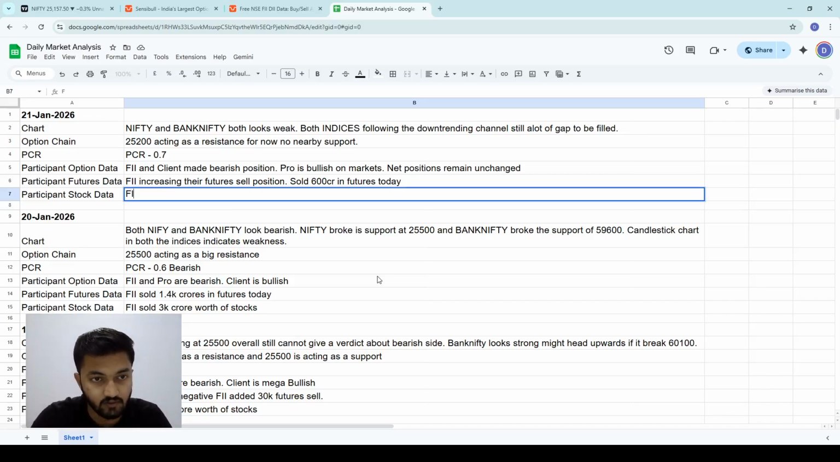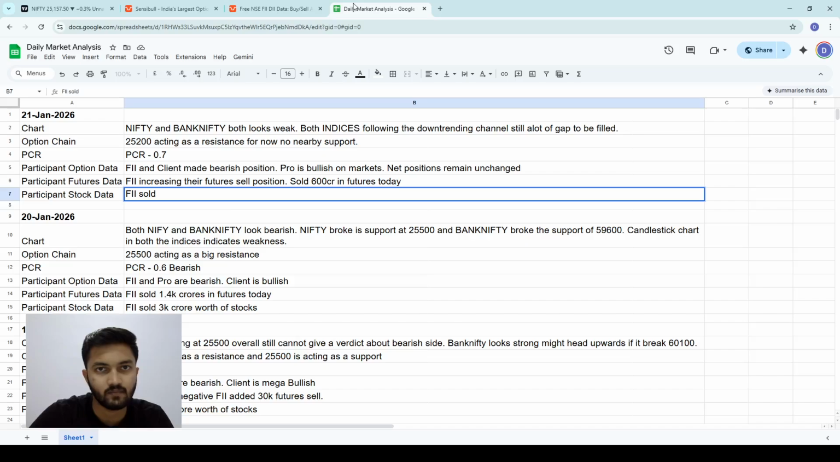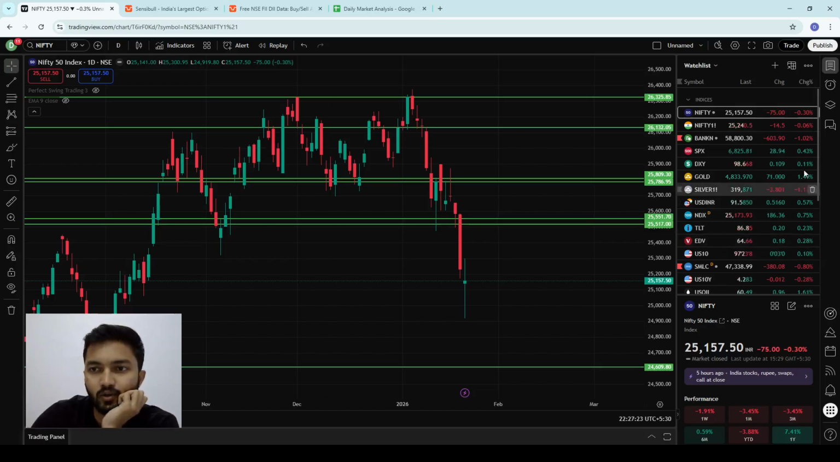So if I sold just today's data, right? If I sold 1.7 thousand crores of stock today. Let's try to understand what is happening in global markets.